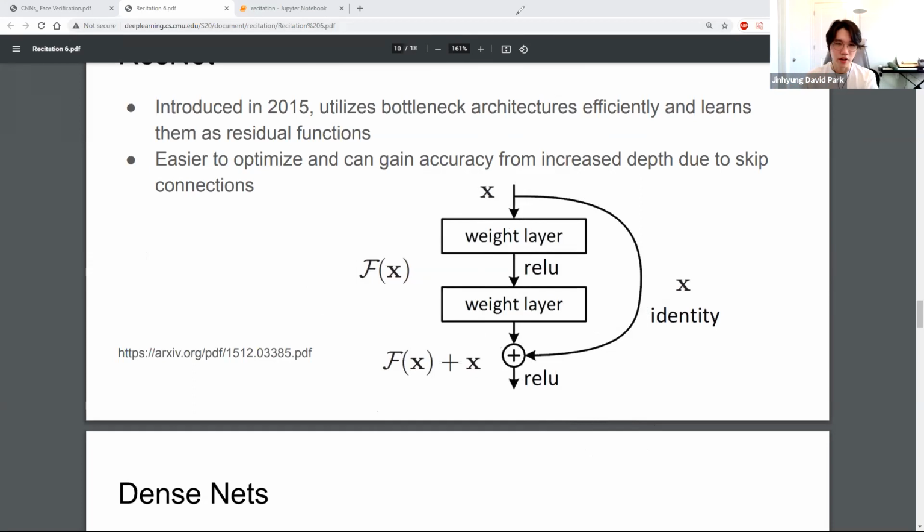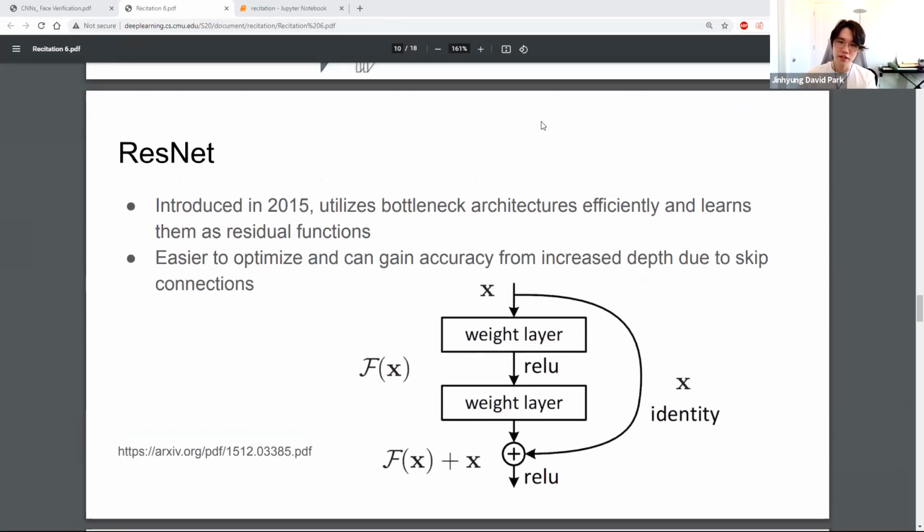Anyways, moving on. I think there was a question in the chat. Will you be showing what the combination? Yes, I'll be showing the example of a very, very simple residual block in the recitation notebook.